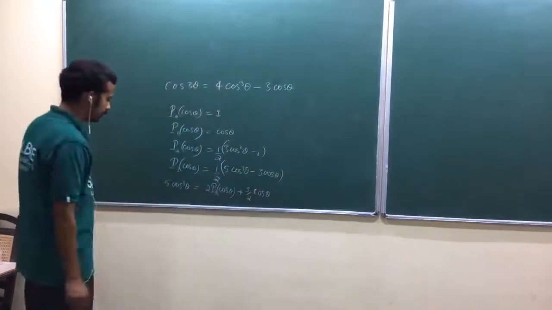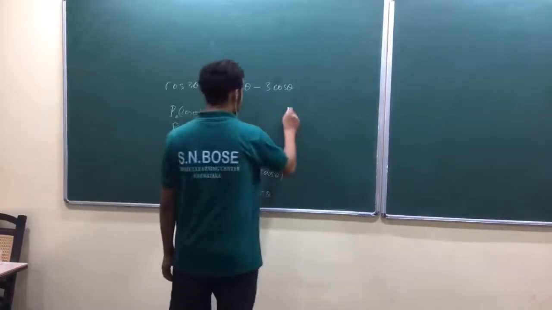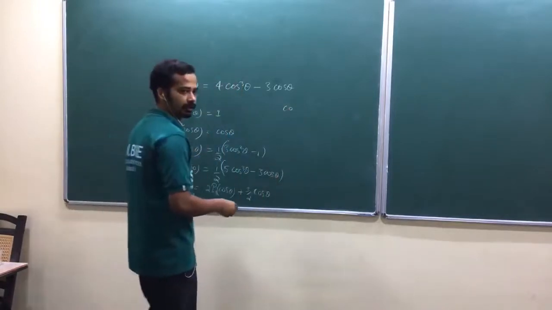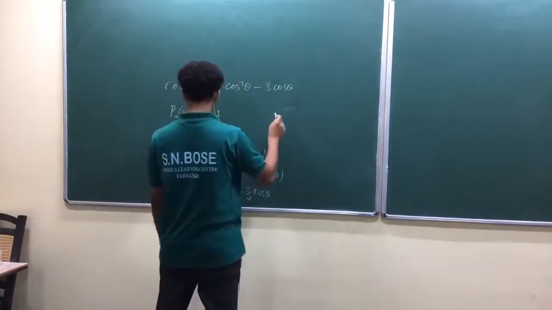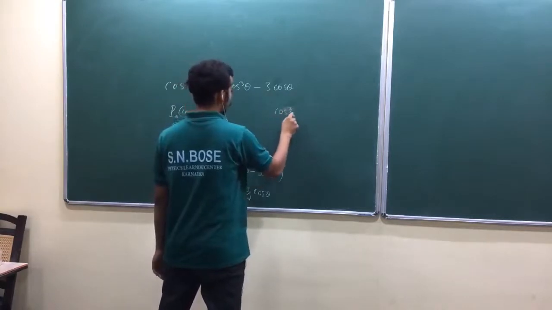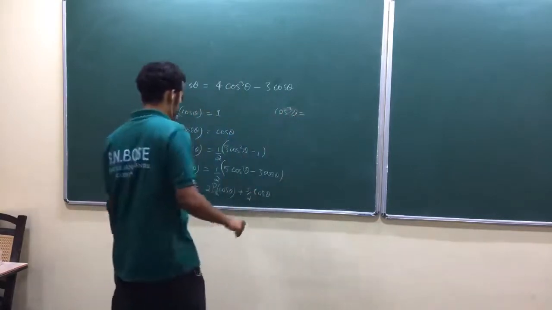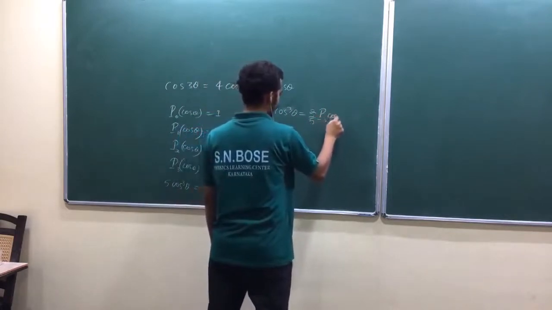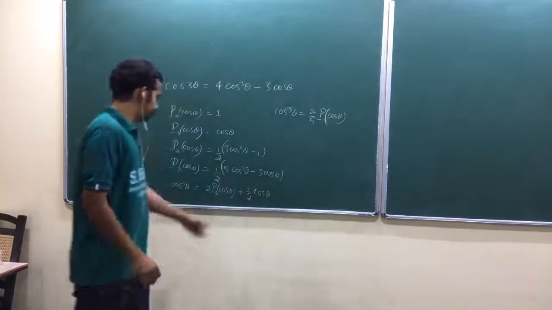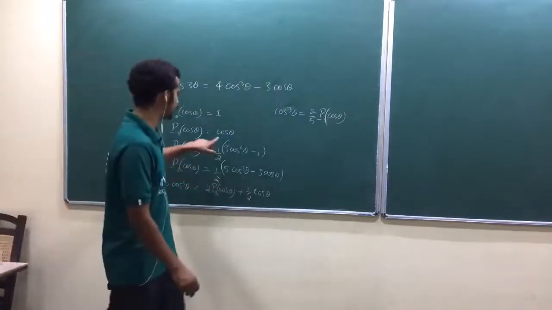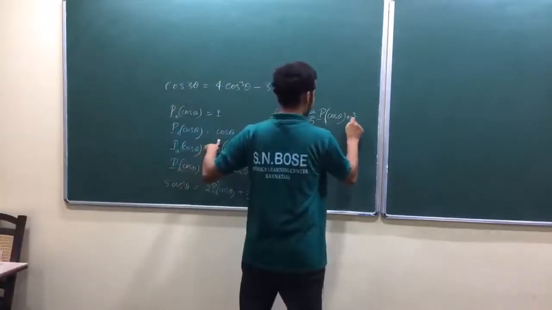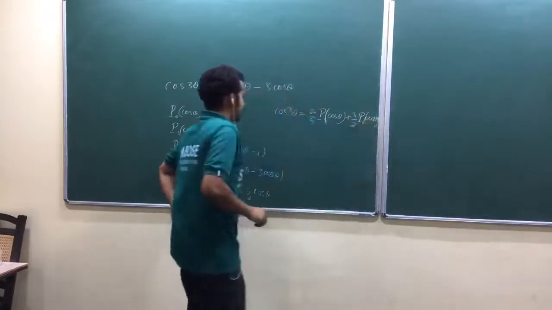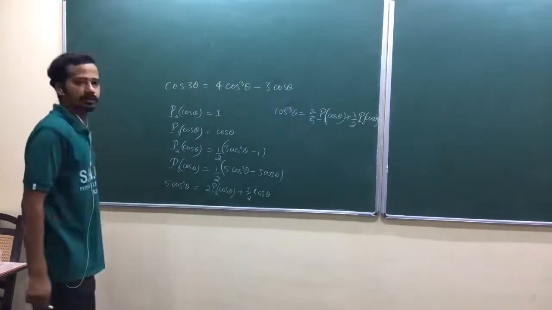Am I right? So now that's equal to, again, cos cube theta. Again, I need 4 cos cube theta. Am I right? So cos cube theta is equal to 2 by 5 P3 of cos theta. Is that okay? 2 by 5 P3 of cos theta plus 3 by 2. What is cos theta? P1 of cos theta. That's it. That is cos cube of theta.